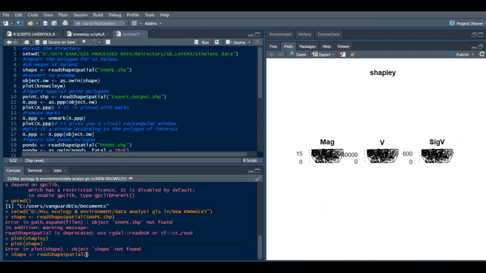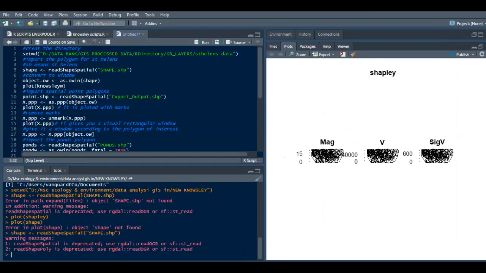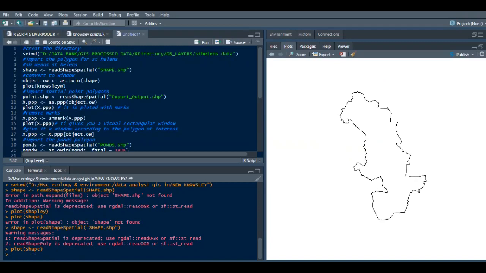Yeah, I think the problem was the double quotes which were not properly specified. Yeah, so we can now run it. So that's the shape we have brought in. And now we need to convert.